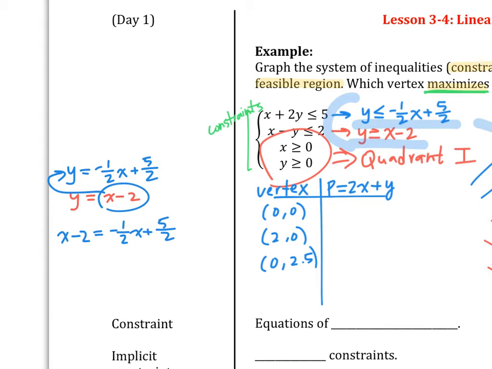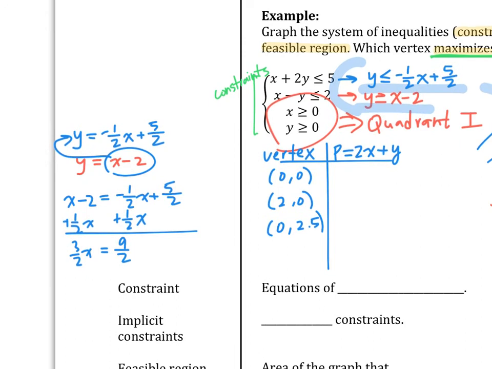So I'm going to add 1/2 x to the other side. That gives me 3/2 x. And then if I add 2 to the other side, I get 2 plus 5/2, which is 9/2, or 4.5. And then I'm going to multiply by 2/3 on both sides. That gives me 3. So x is 3. And then I'm going to go back into either of the 2 equations. This second one looks easier. So I'm going to plug that in. So y is equal to 1. So that means it intersects at (3, 1).